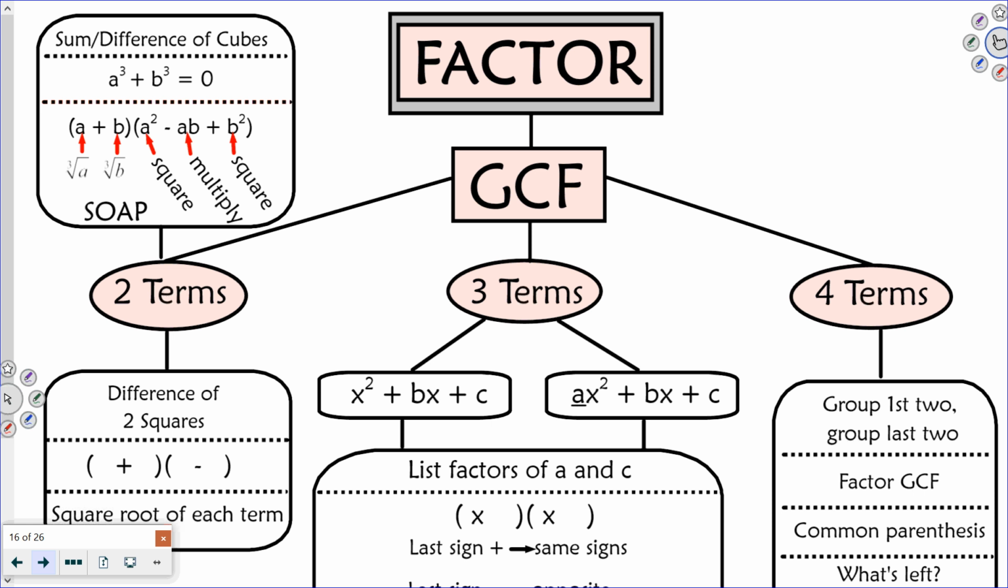It can go difference of squares. Hopefully you recognized difference means minus. Squares, they both have to be perfect squares. Or if it's 2 terms, it could be your sum or difference of cubes, meaning both of them are together with a perfect cube. And I kind of break it down for you, taking the cube roots, square multiply square, how all that goes, the word SOAP, and all of that. So you have it kind of here in front of you. And then 4 terms, group first 2, group last 2, pull out GCFs, common parenthesis, and what's kind of left over. That's how that one factors.